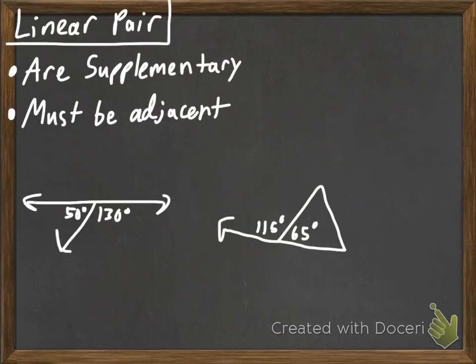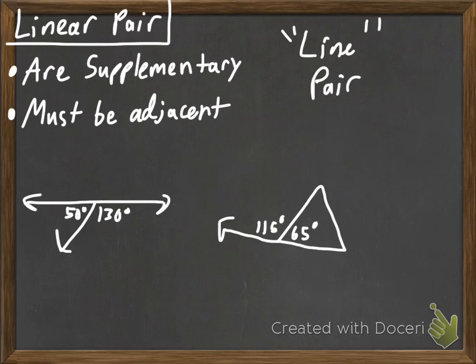And our final pair here is our linear pair. So a linear pair are supplementary, which means they add to 180, and they must be adjacent. They must be adjacent. So linear pairs, if you look at that, linear, the word line is in it, and then pair. So this is a pair of angles that make a line. So we have a pair of angles that make a line, because we know lines sum to be 180 degrees.